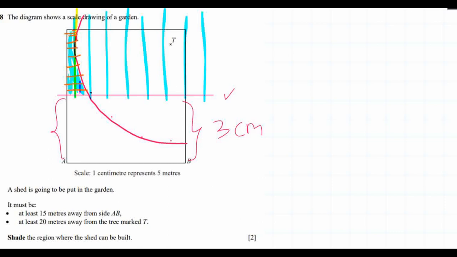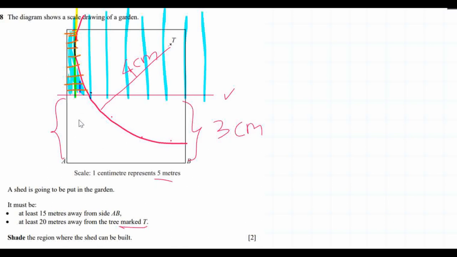The first step is done. Second, at least 20 meters away from the tree marked T. So we make a circle, or here a quadrant, with a radius of 20 divided by 5, which is 4 cm. So the circle with radius 4 cm represents 20 meters.